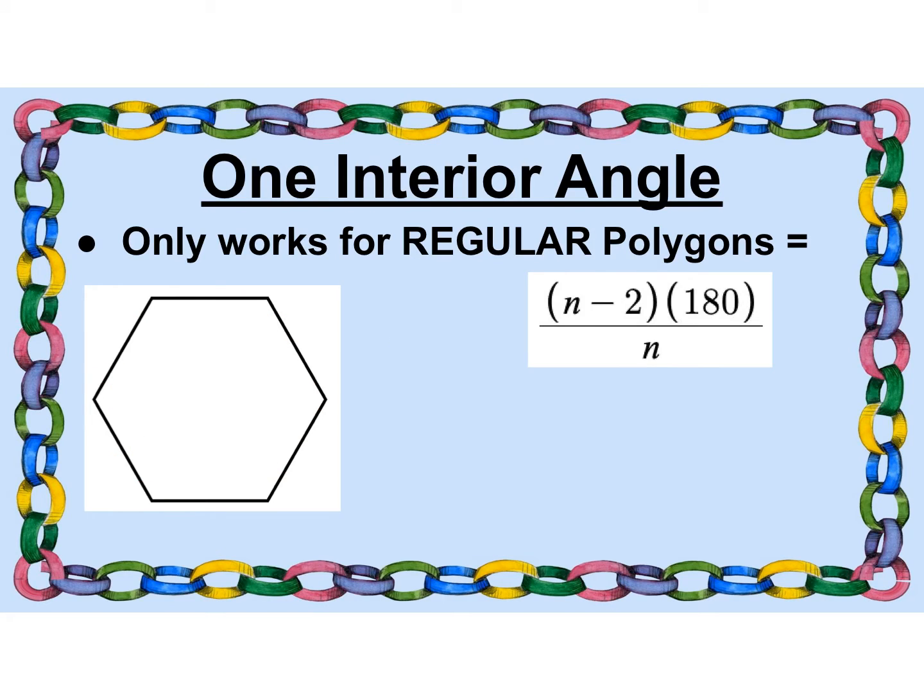So we have a little formula. We take the formula that we just did, the number of triangles, number of sides minus 2, times 180, divided by the number of sides.